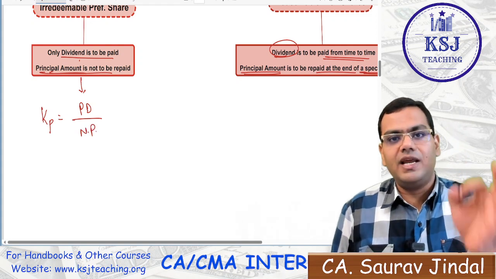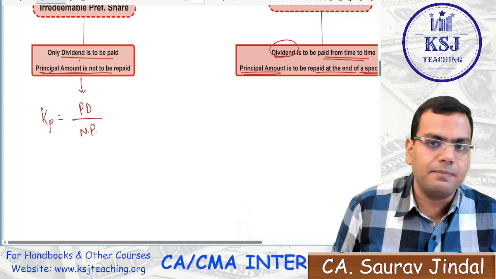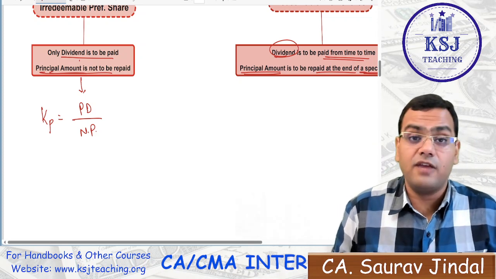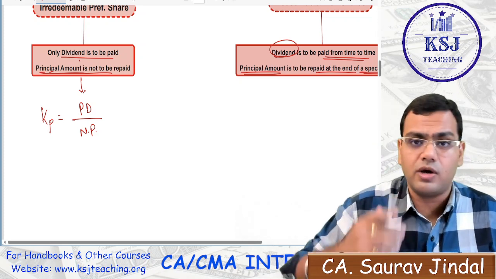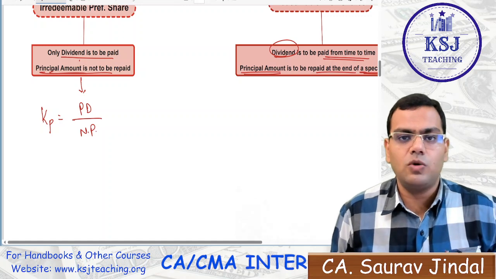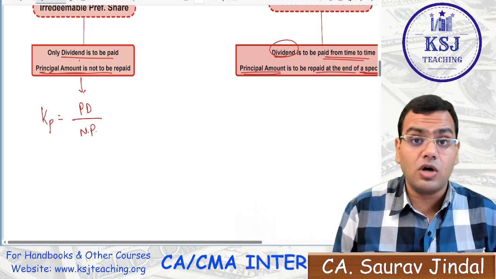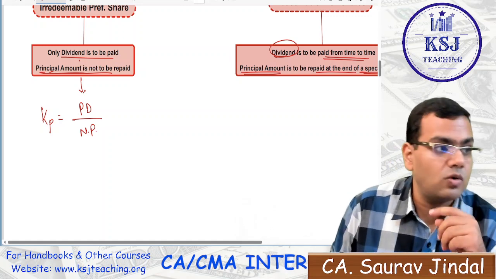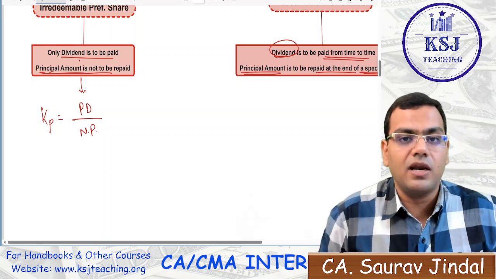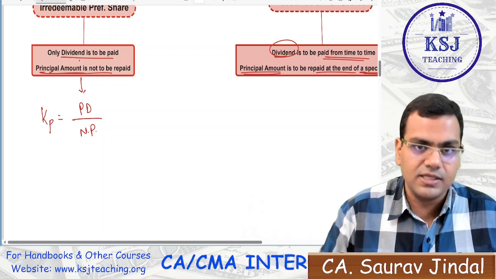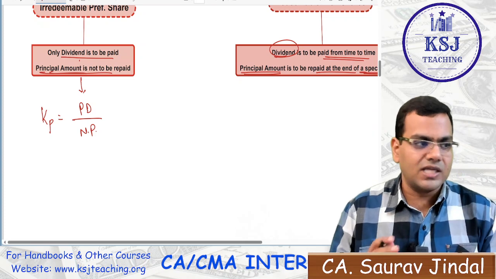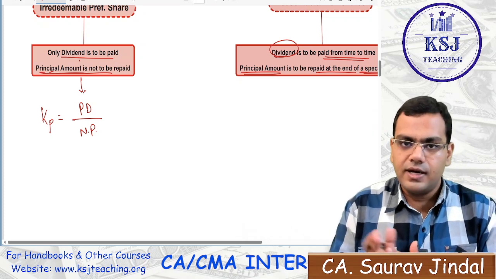The rules of the net proceeds will remain absolutely same. If there is a flotation cost or if you are issuing the preference shares at a discount or at a premium, that will become the issue price. Then there can be flotation cost. Flotation cost is to be calculated on the issue price. The rules remain absolutely same as we have discussed in case of debt, sir, right?